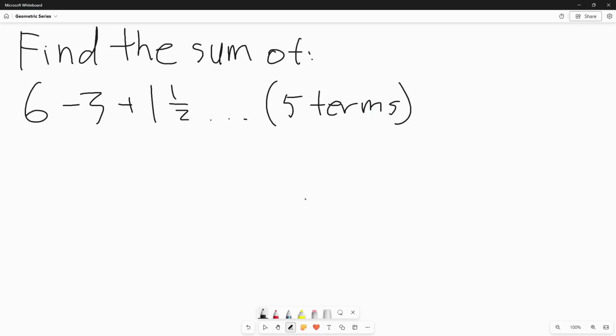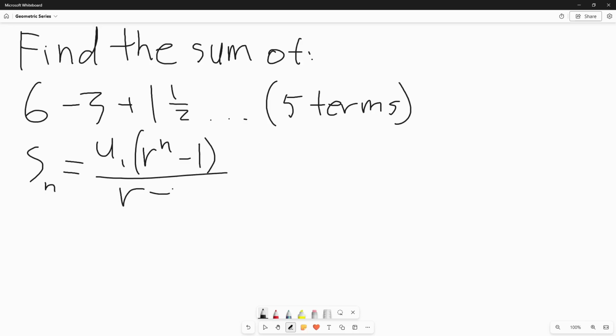Now let's start doing some practice problems. This one says to find the sum of this geometric series, which is 6 minus 3 plus 1 and 1/2 to 5 terms. And first we need to know the formula to find the sum of a geometric sequence that stops after some time. And it is Sn is equal to u1 times r to the n minus 1 over r minus 1. And since there are 5 terms, n is going to equal 5.